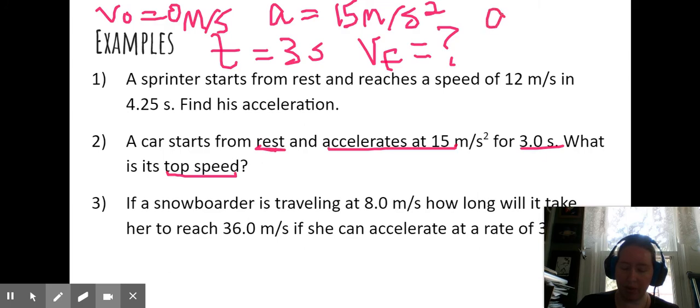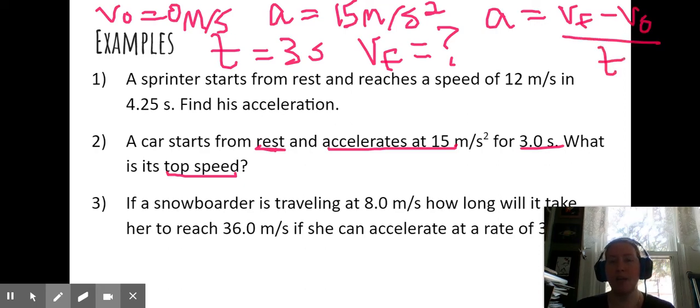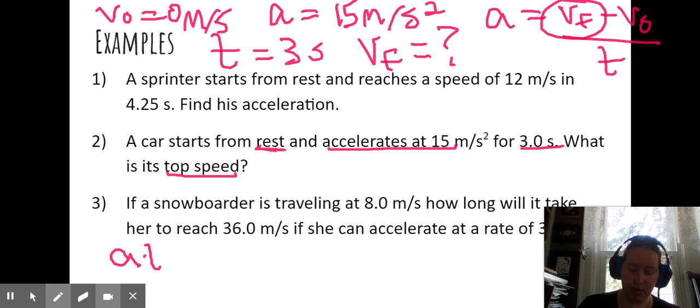Okay, so we're going to set up our equation here. A is equal to V F minus V naught divided by T. Now remember, I like you to solve for the variable first, so don't plug in your numbers right away. Let's solve for V F here. What we have to do is get rid of the T, so we're going to multiply by T to move it over to the other side. And then we have this minus V naught, so we need to add V naught, and that's going to equal V final. V naught is equal to 0, and so we're left with A times T.